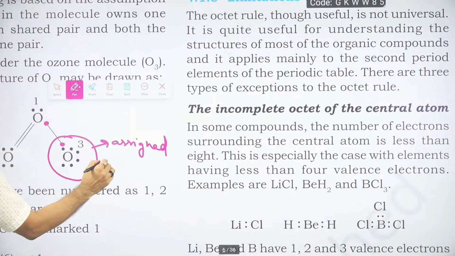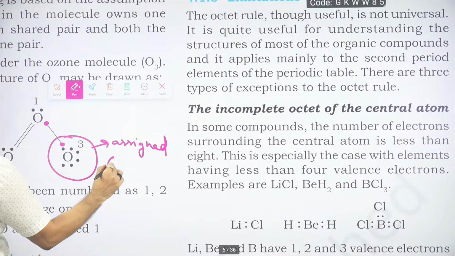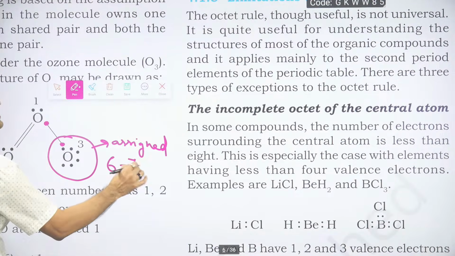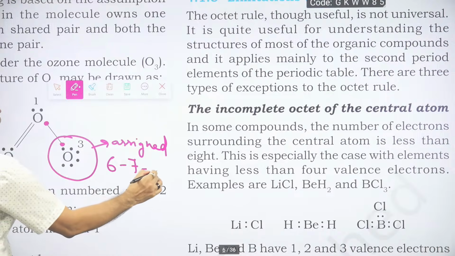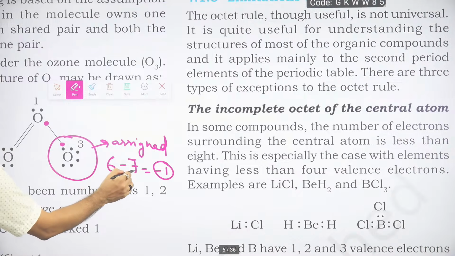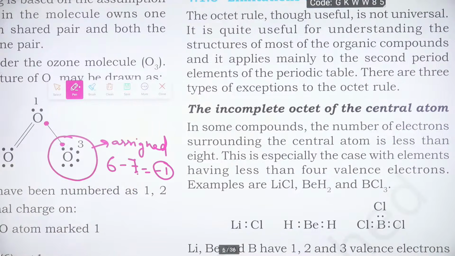So if I have to find formal charge now, I will find formal charge like this. Everyone see. 6 is the valence electron in the free state, minus 7 are the assigned electrons. So the net charge is -1. Assigned includes non-bonding electrons and half of the bonding electrons.